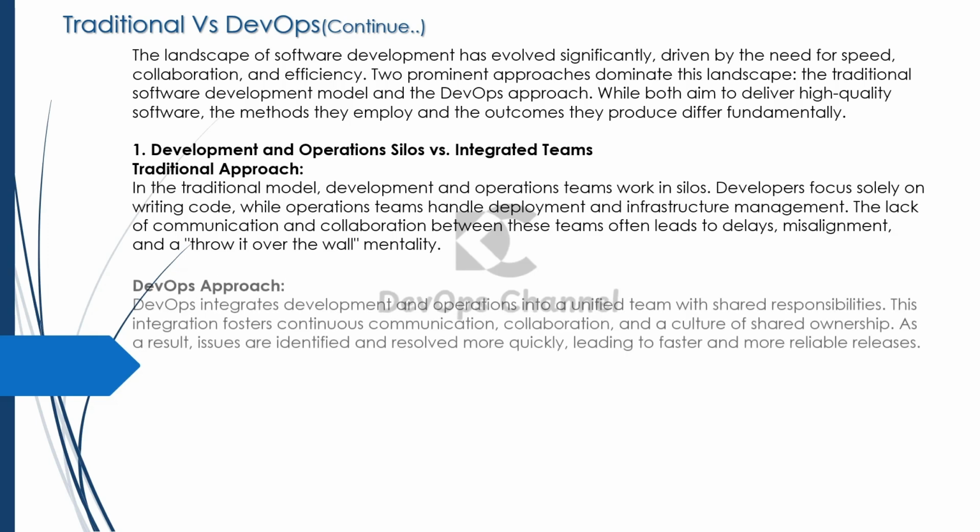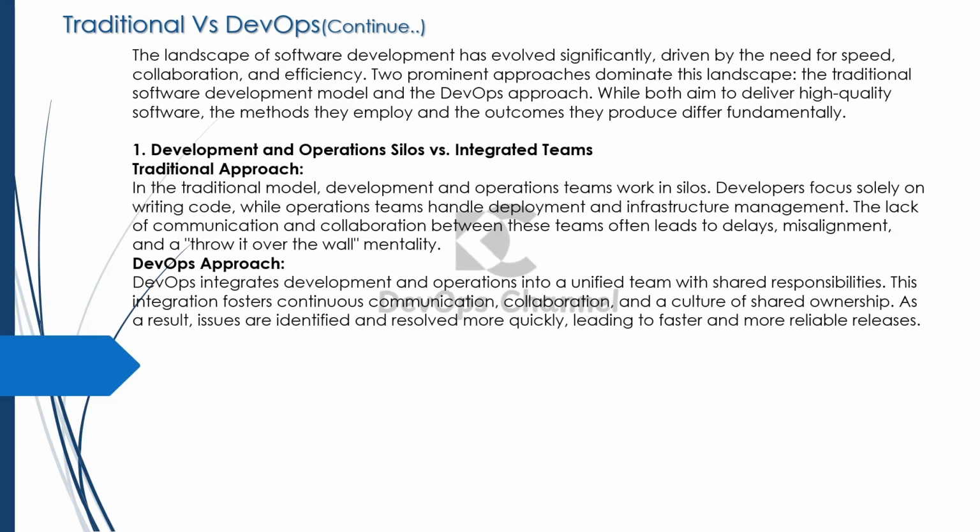While in DevOps, we have integrated teams which work closely with collaboration. DevOps integrates development and operations into a unified team with shared responsibilities. They all have their own responsibilities. This results in continuous communication, collaboration, and a culture of shared ownership. With this, issues are identified and resolved more quickly.